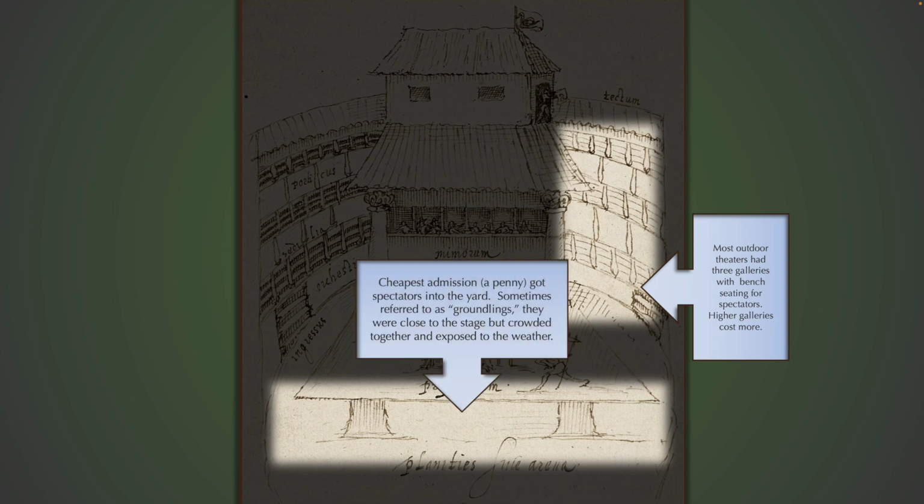In front and around the stage, this was the cheapest admission, a penny, and it got spectators into the yard, and sometimes they're referred to as groundlings. They were close to the stage, which one would think would be premium, but they had to stand, and they were crowded together, and they were exposed to the weather. So the hot sunshine, or if it was drizzly or wet, they would be exposed to the elements. So close to the stage, but not necessarily a pleasant experience. Plus, I think it smelled terrible.